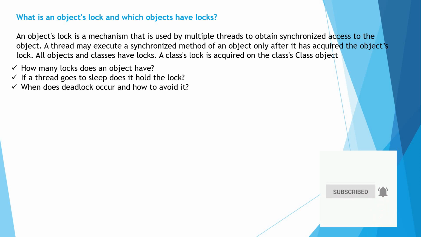And then we have, what is an object's lock and which objects have locks? An object's lock is a mechanism that is used by multiple threads to obtain synchronized access to that object. A thread may execute a synchronized method of an object only after it acquires the object's lock. All objects and classes have locks, and the class lock is acquired on the class objects. So how many locks does an object have? Each object has one lock.